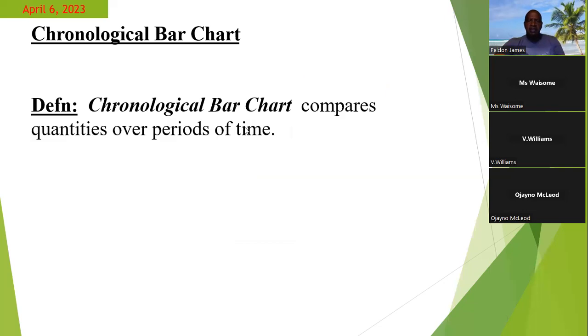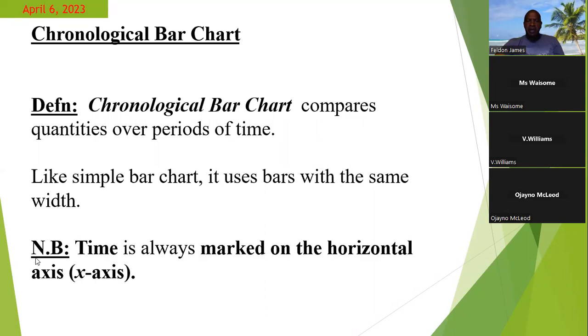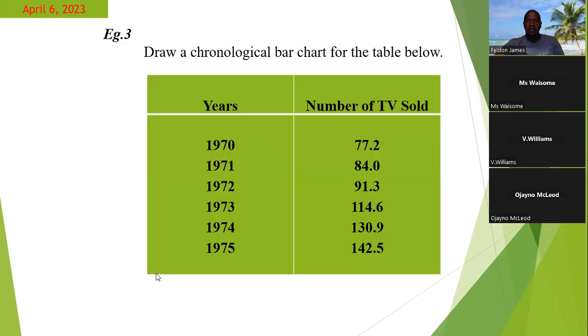Now we have this bar, which is a chronological bar chart. As the name chronological suggests, it has to do with a bar chart comparing quantities over a time period or a period of time. So that's where the chronology comes in, because chronology has to do with time going from a historical time. So like the simple bar chart, we use bars with the same width. The time is always marked off on the horizontal axis. So for this bar chart, you always put time on the horizontal axis.